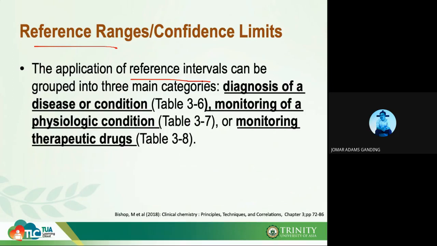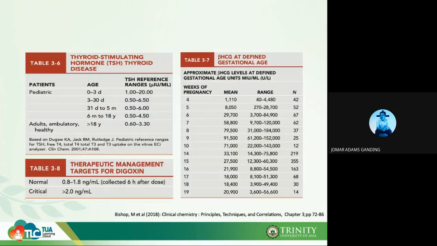There are reference intervals that are used to diagnose a particular disease or condition. We can also have a reference range used to monitor the physiologic condition of a particular patient, and third is to monitor therapeutic drugs. So as you can see, here are my examples.